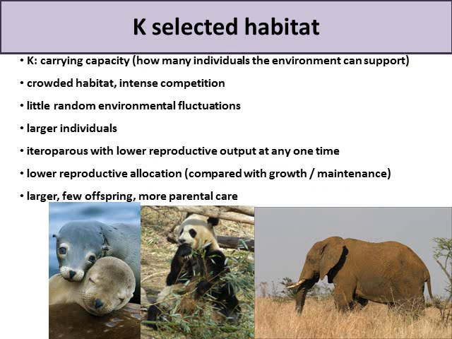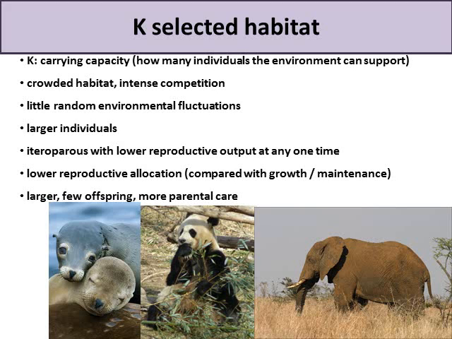As opposed to K-selected habitats, which are those habitats which have a carrying capacity. The carrying capacity, remember, is how many individuals an environment can support. These tend to be crowded habitats with a lot of competition. Older habitats. So these are habitats that are pretty stable and steady, so the organisms can reach their carrying capacity. There's an ability to get that far. Little random environmental fluctuations. The animals tend to be larger, and the reason for that is there's a lot of competition. And if you're larger, you compete better in general.